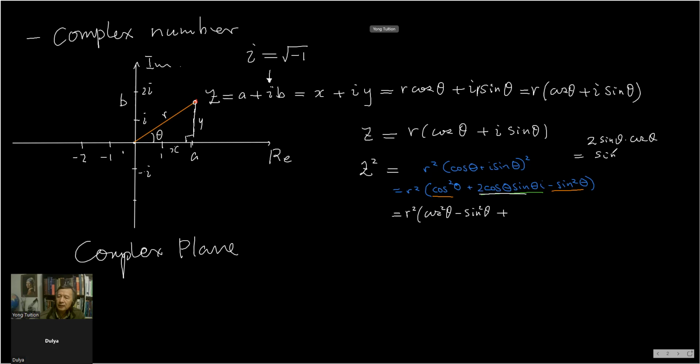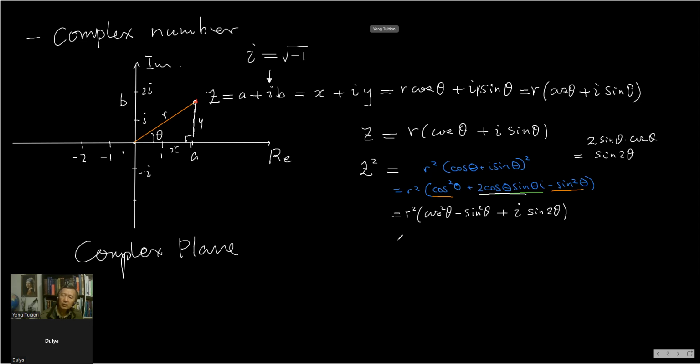Simplifies as the sine double angle. Do you remember this formula? Can you do that? Can you write I first, and sine 2 theta, you see?